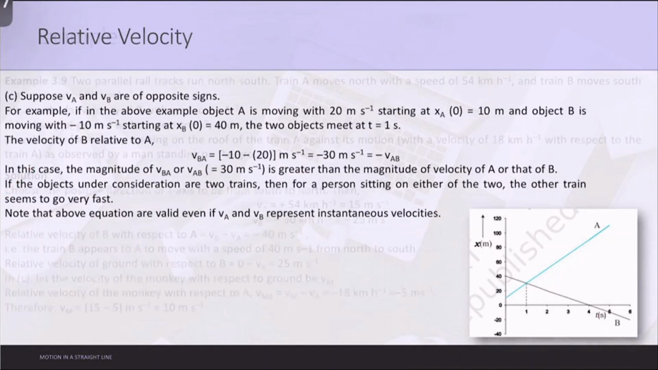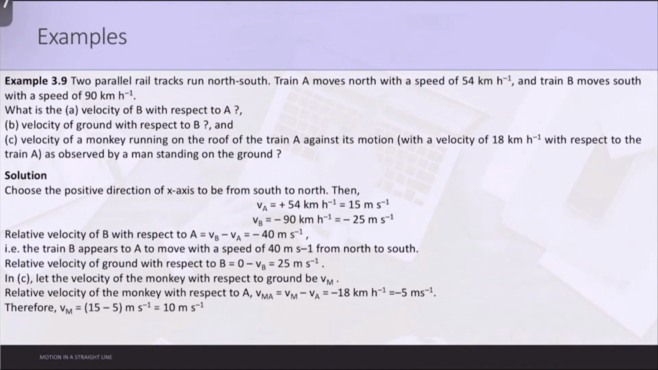Okay. So two parallel rail tracks run north to south. Train A moves north with a speed of 54 km per hour and train B moves south with a speed of 90 km per hour. Let us try to write each and everything and go through each of these questions. The velocity of A is nothing but plus, since it's going north, plus 54 km per hour. Let us change it into meter per second. Just multiply it by 5 by 18 and you will get the answer in meter per second. So 18 ones are 18, 18 threes are 54, which will give you 15 meter per second.